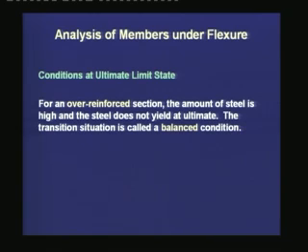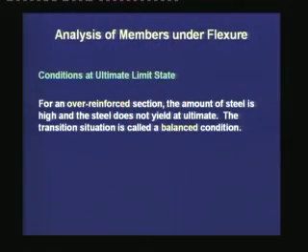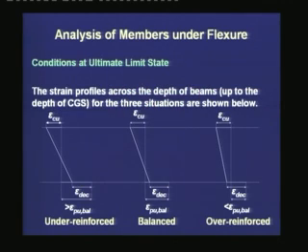For an over reinforced section, the amount of steel is high and the steel does not yield at ultimate. Just like reinforced concrete, we are defining an over reinforced section as one where there will be no yielding in the steel before the concrete reaches its ultimate strain. Now, the transition situation is called a balanced condition, and we are familiar with it in reinforced concrete analysis. Let us try to understand the profile of the strains at the ultimate for the three situations.